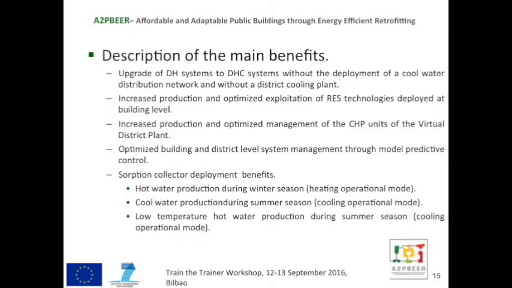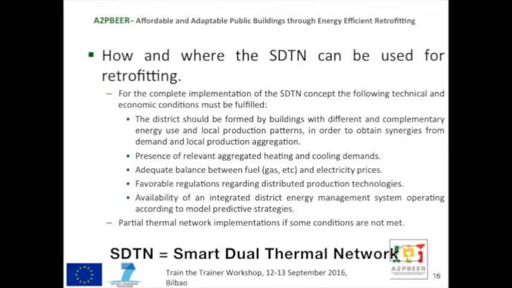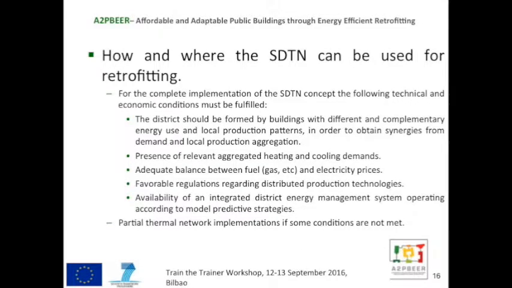And finally, the list of the boundary conditions that must be fulfilled in order to ensure a successful implementation of the thermal network concept. First of all, we will need to have a complementary level between the demand and the local production profiles of the buildings connected to the district that can provide us synergies in order to obtain all the advantages that I have mentioned before. We will also need to have a relevant presence of aggregated heating and cooling loads. We will need to have an adequate balance between the price of the fuels used in the CHP plants, mainly gas and biomass, and the electricity prices. Obviously, we will need to have favorable regulations regarding distributed electricity production technologies.